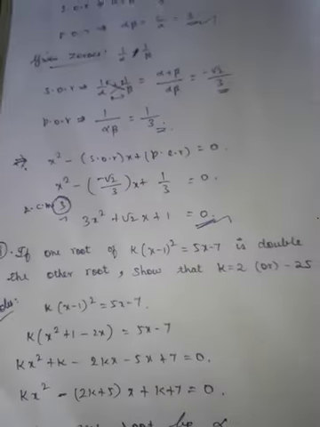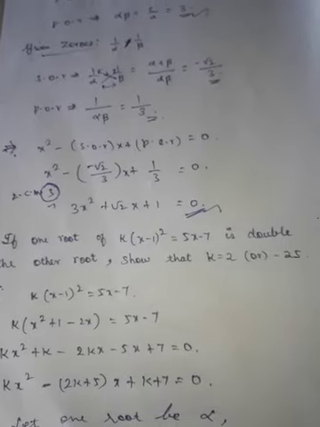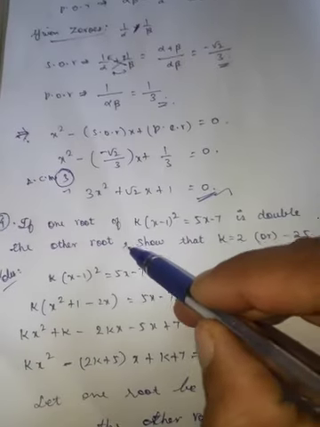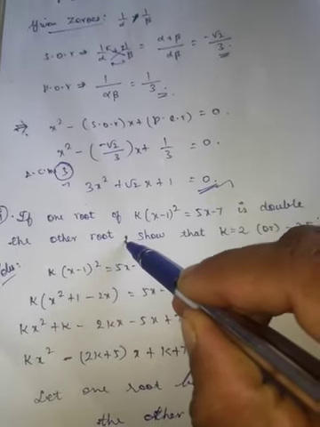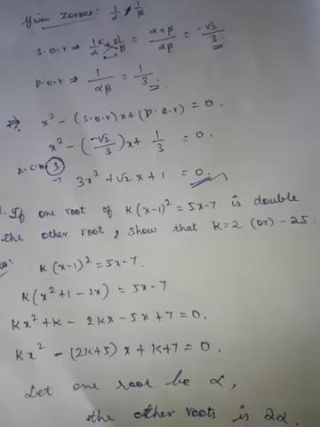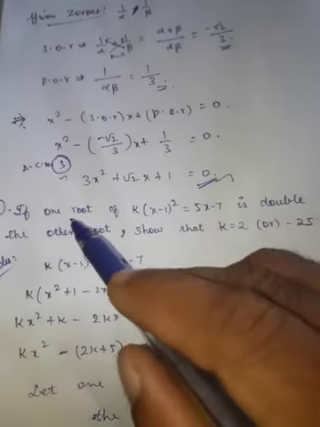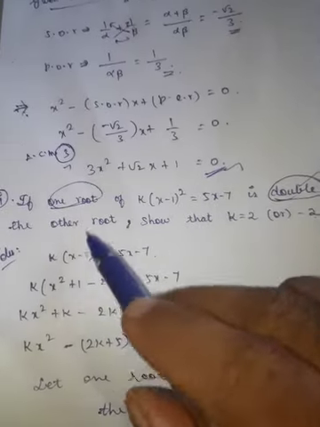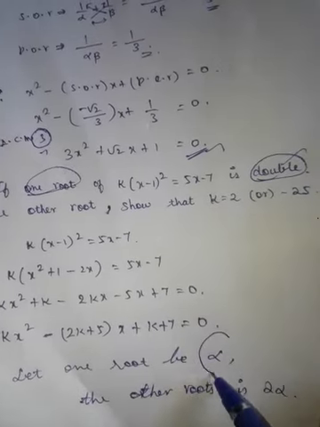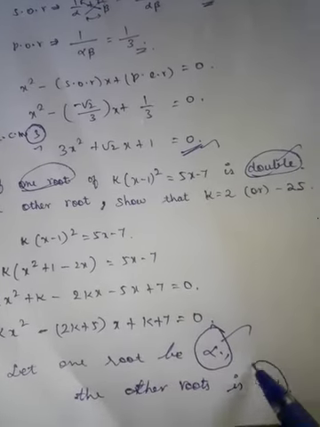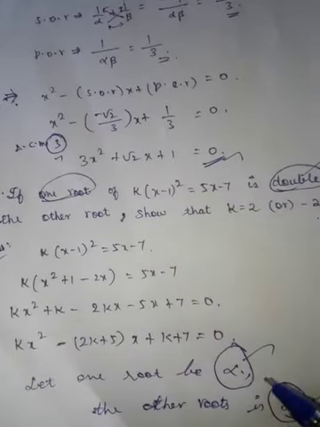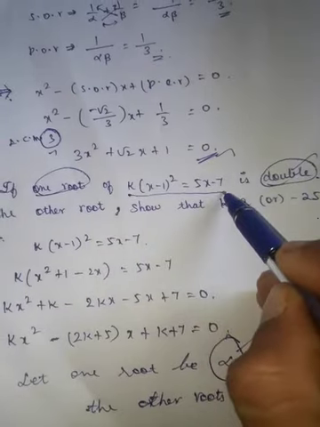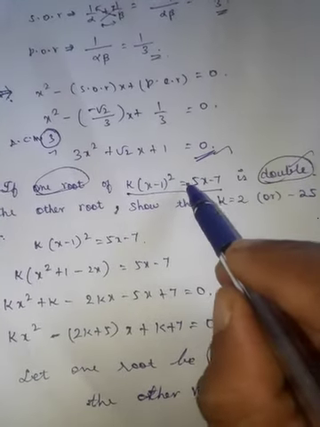The fourth sum: if one root of k(x minus 1) whole square equal to 5x minus 7 is double the other root. Mostly we have learned this type of sums, this exercise's sums, fully in the 10th standard. So one root name is alpha, and double the other means 2 alpha. First of all we can simplify this equation into quadratic form, but here it is not given in quadratic form.